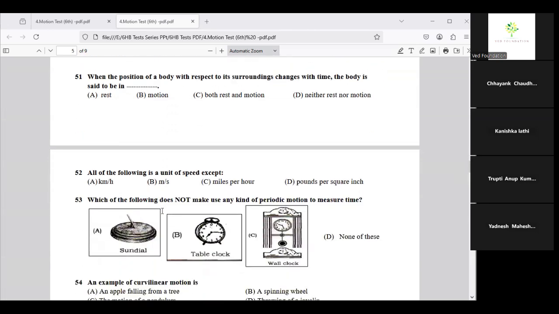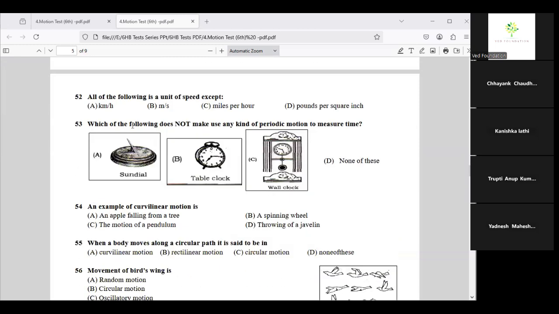When the position of a body changes with respect to surrounding, then the body is said to be in motion. B option correct. 52. All of the following is a unit of speed except. Options are kilometer per hour. Yes, this is a unit of speed. Meter per second, this is also a unit of speed. Mile per hour, this is also a unit of speed because distance is measured in miles. Pounds per square inch, this is not a unit of speed. Pounds is a unit of mass and speed is equal to distance upon time, and inch is not a unit of time. So answer is option D.